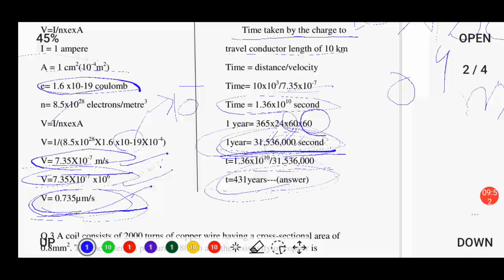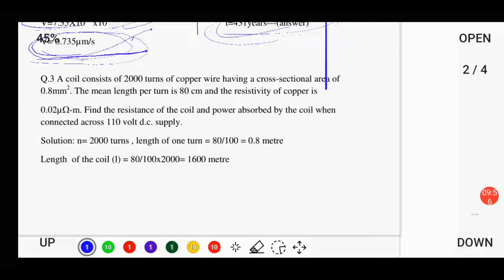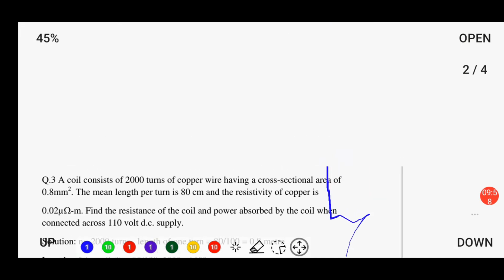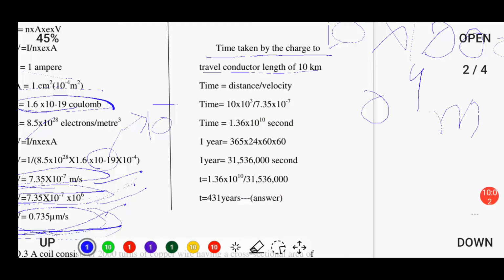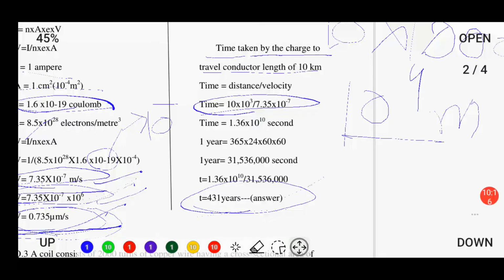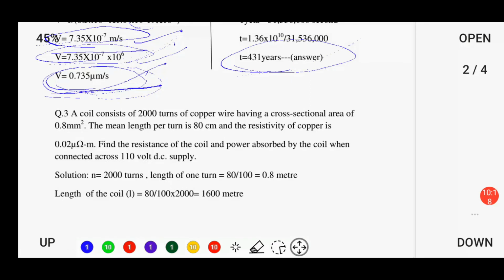If the charge is traveling with a drift velocity of 7.35 into 10 to the power minus 7 meter per second, then the total amount of time taken to travel the length of 10 to the power 4 kilometer will be equal to 431 years. So here is our answer: the total time taken will be equal to 431 years.